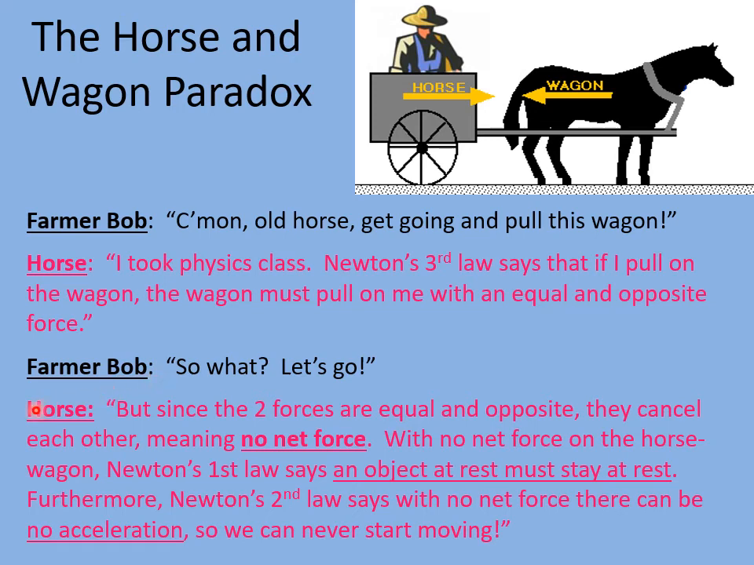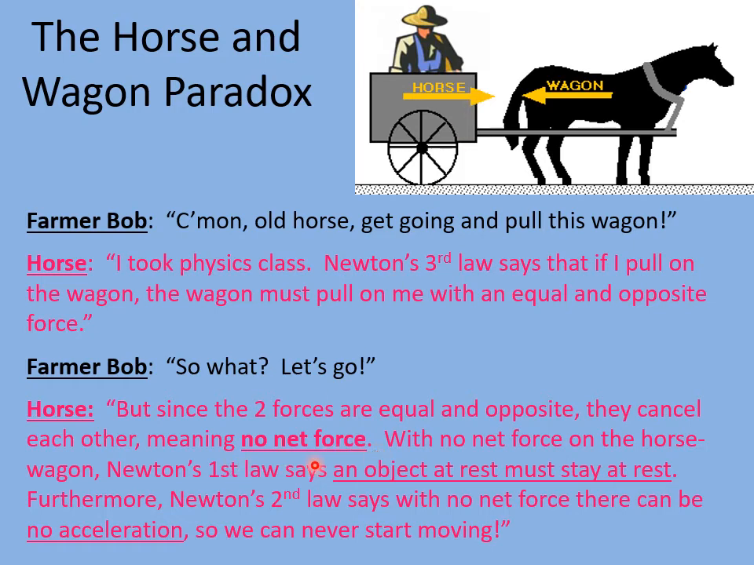Let's go." But the horse says, "But since the two forces are equal and opposite, they cancel each other, meaning no net force." So in other words, the horse is pulling on the cart with this force here, but the cart or the wagon has to pull back on the horse because of Newton's third law. And remember that these two forces have to be equal in magnitude, same number of newtons of force, and they point obviously in opposite directions. So there is no net force then.